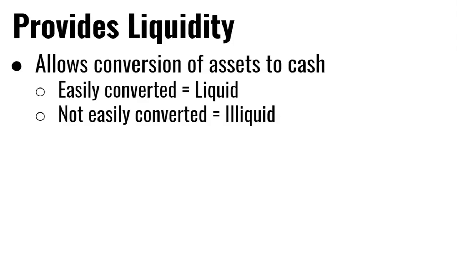Cash is liquid. It is already cash. We're going to find out when we talk about money that your savings account is pretty liquid. You can't use your savings account to buy anything, but you can turn it into cash almost instantaneously. Your house, however, is illiquid. It is an asset. It's worth money. You can convert it into cash once you sell it, but that selling process can take months and months and months. And therefore, it is not easily converted and is considered illiquid in nature.